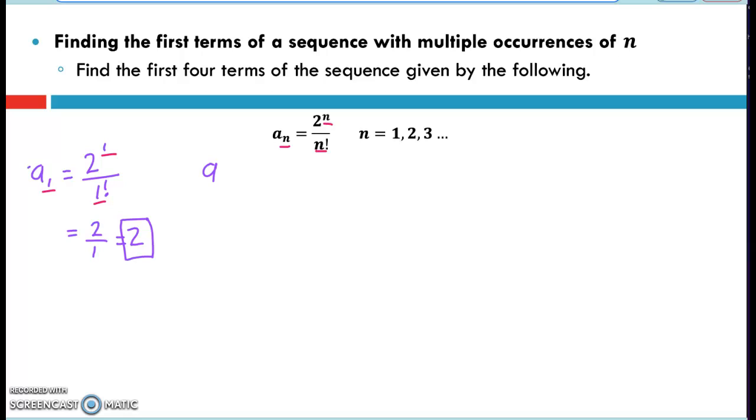Okay, my second term, I plug in 2 for all my n's. 2 squared over 2 factorial, which is equal to 4 over 2 times 1, which 4 divided by 2 is 2.